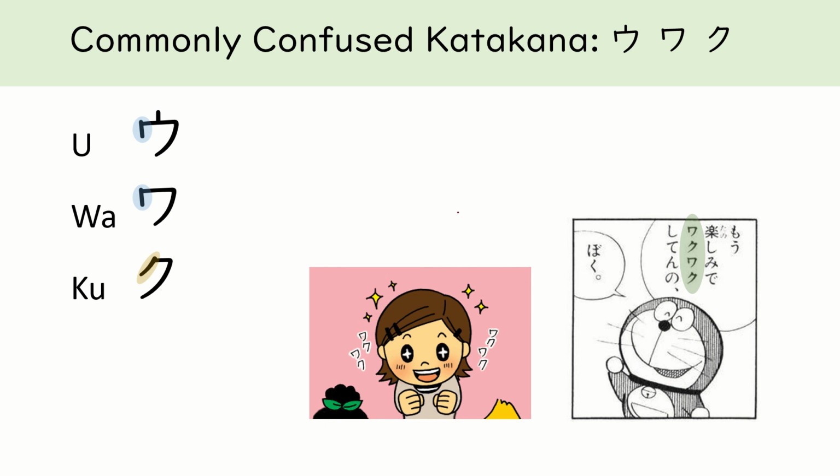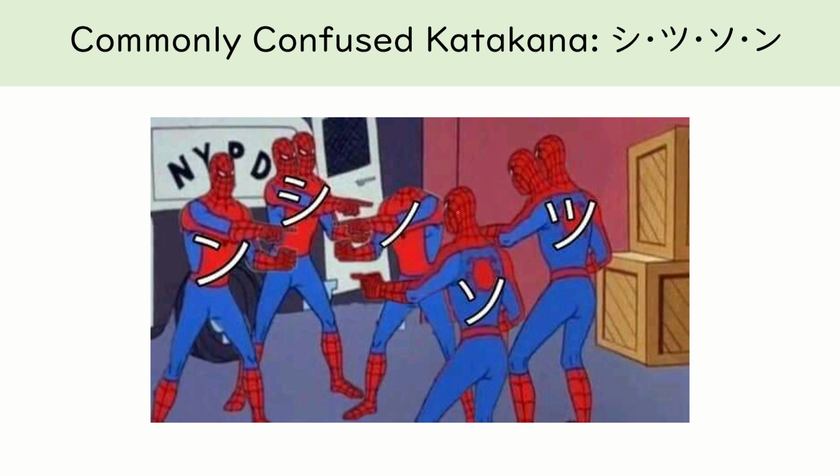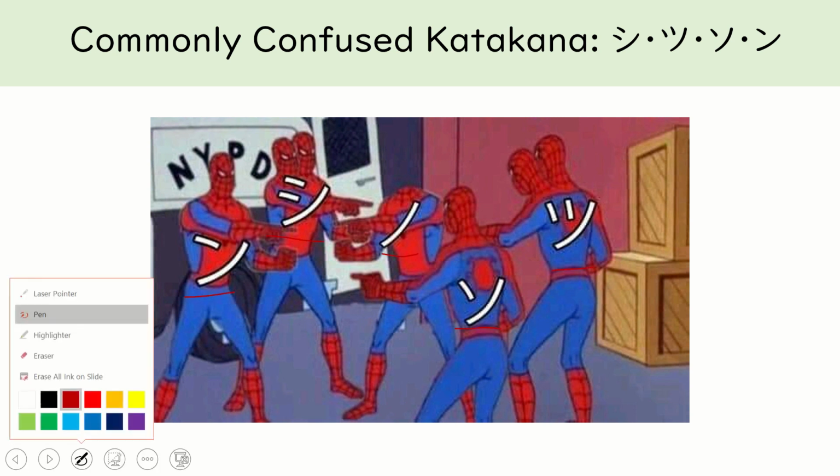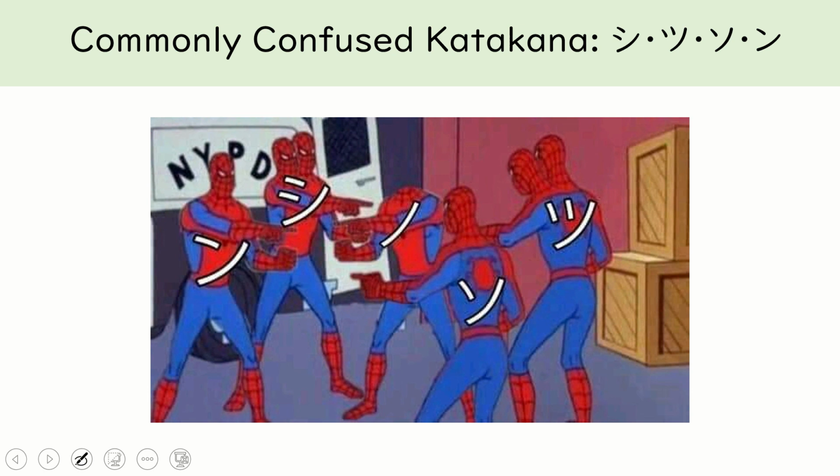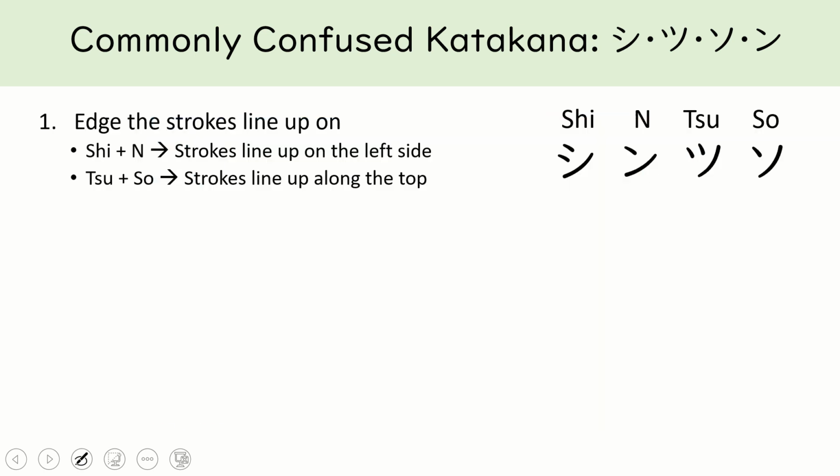Hai. But the mother of all confusable katakana is this set. Here we have Spider-Man with shi, n, so, and tsu. So let's take a look at the differences between these in a little bit more detail. We saw this earlier as well, but just as a review. So first of all, there are a few differences. There are three main differences.